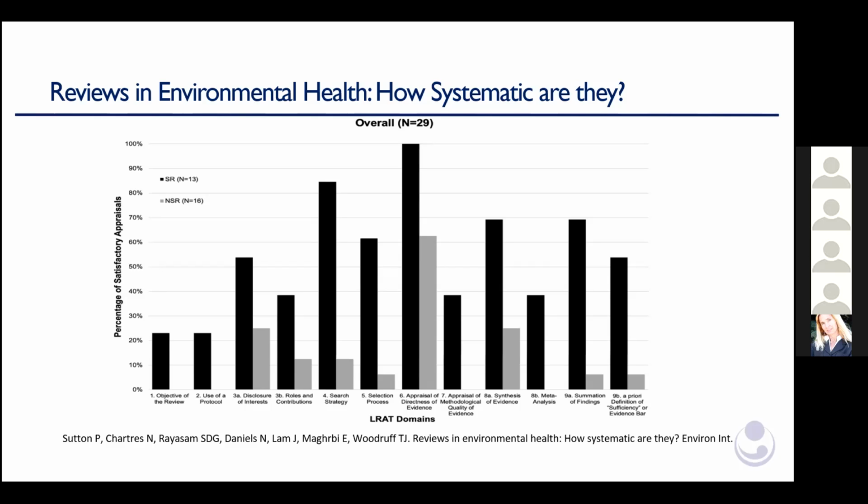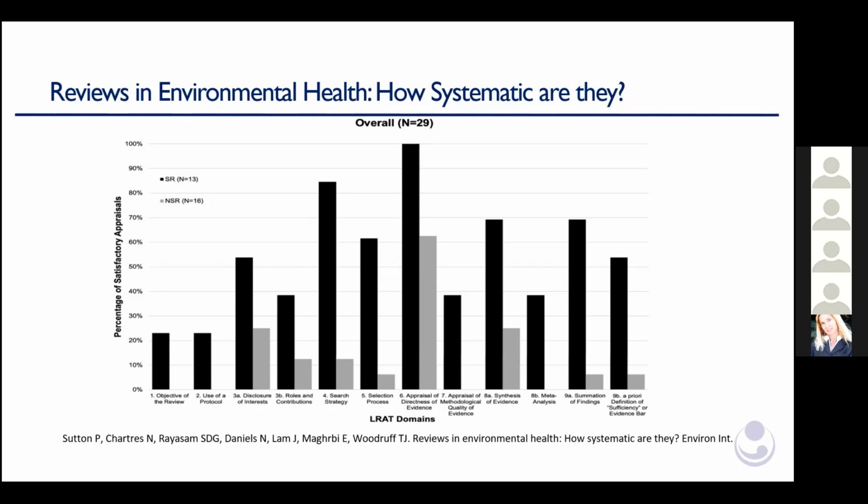We found 29 reviews, and you can see them all here on the screen. There were 13 systematic reviews and there were 16 non-systematic or narrative reviews. And across every domain that you can see there, the systematic reviews received a higher percentage of satisfactory ratings compared to non-systematic reviews. So across the board, they were typically better. And we found that the narrative reviews only achieved more than 50% in terms of a satisfactory rating in one domain, and they performed very poorly.